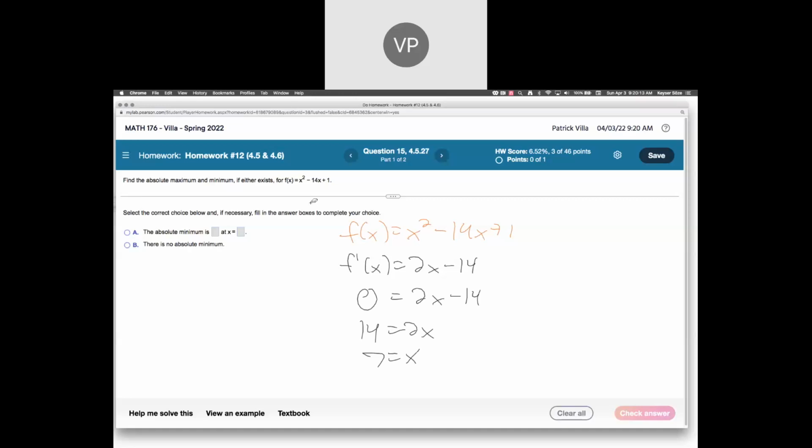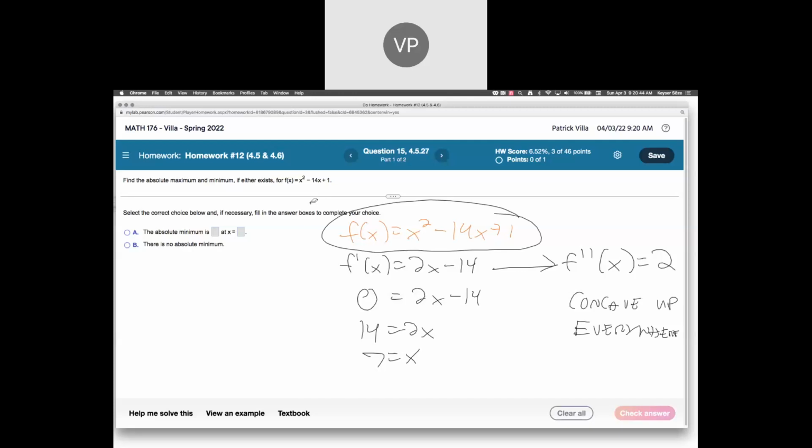Okay? So that could be a local max, it could be a local min. Don't know, but here's what I'll do. I'm going to find the second derivative. Notice the second derivative is just 2, and there's no x there, which means this thing is going to be concave up the whole time, everywhere. And remember, we know this is a parabola. That makes sense. It's a concave up graph. This should be the low spot.